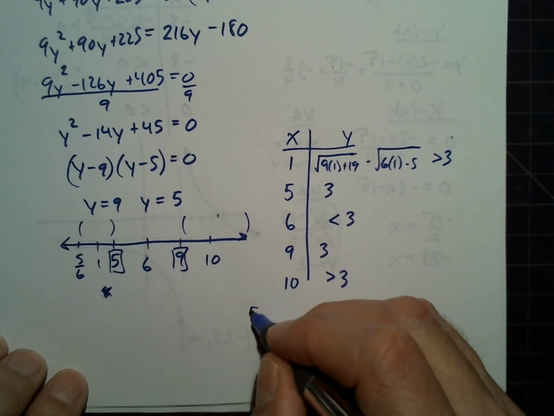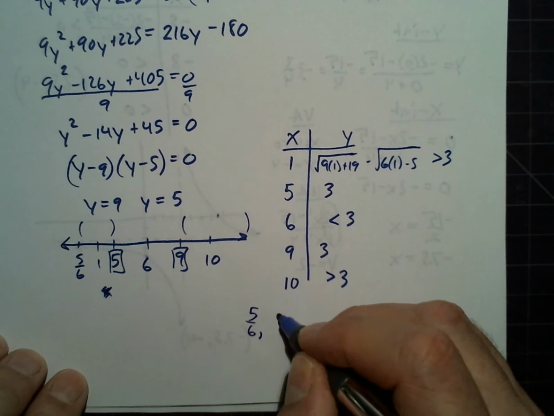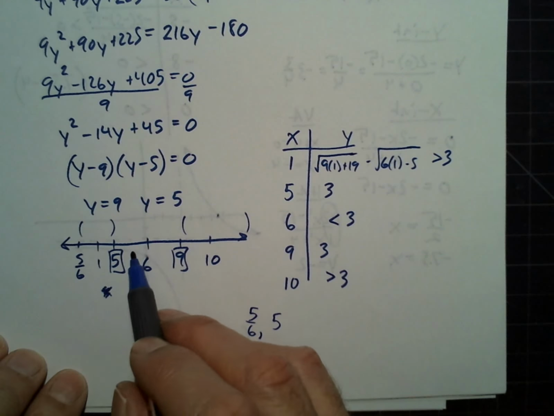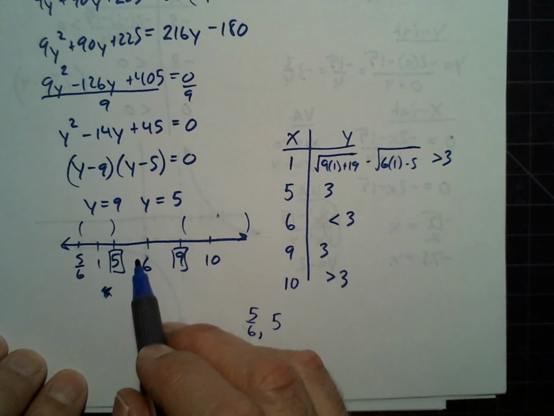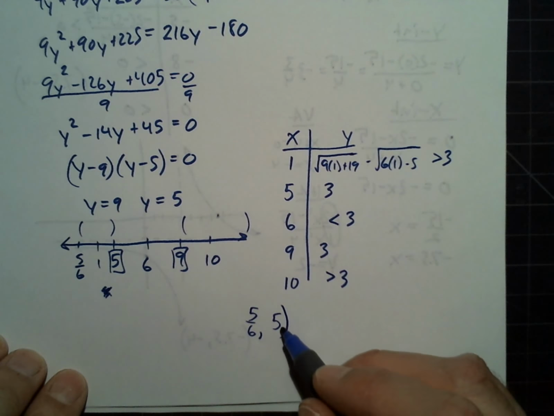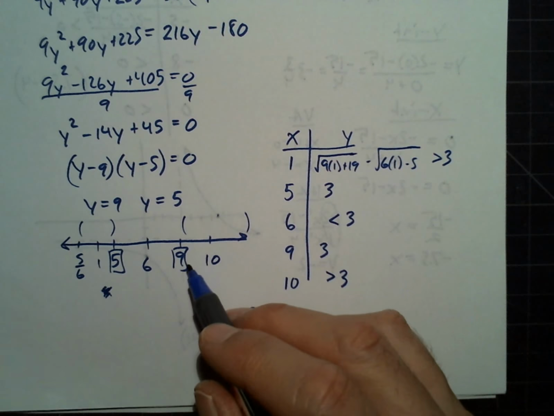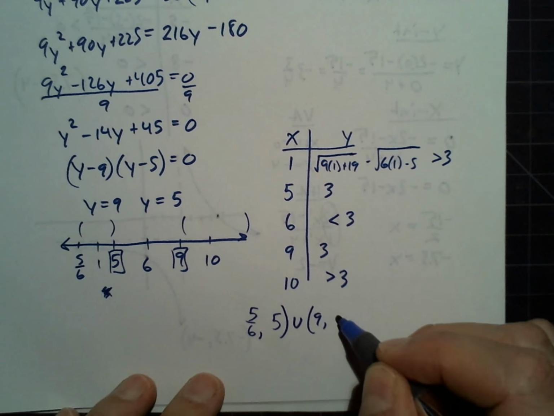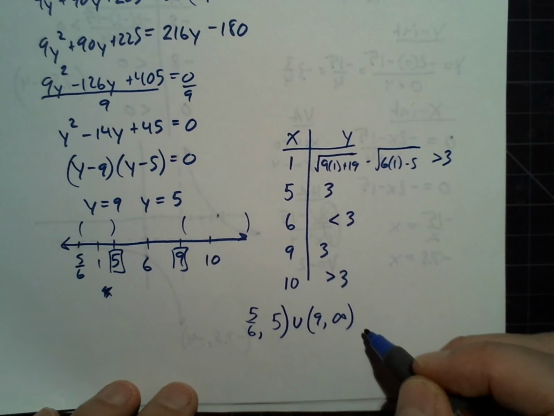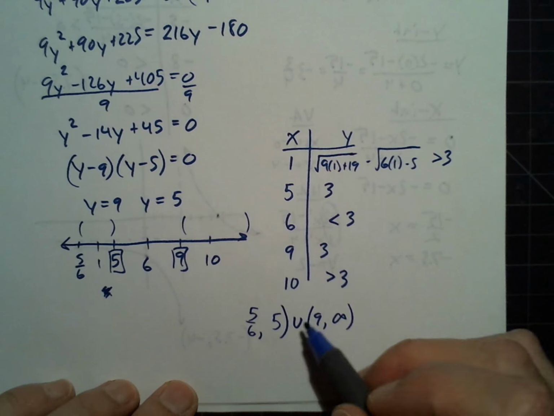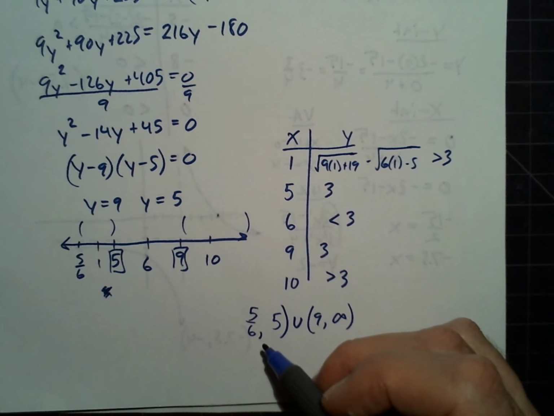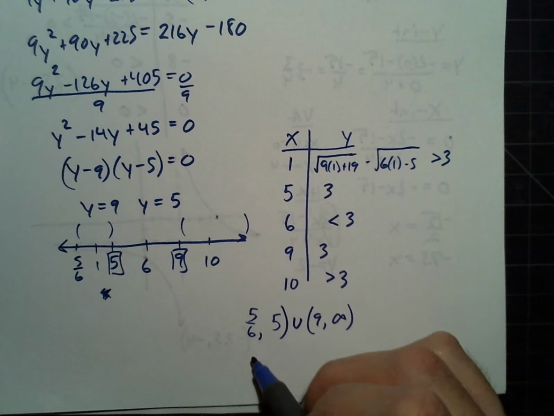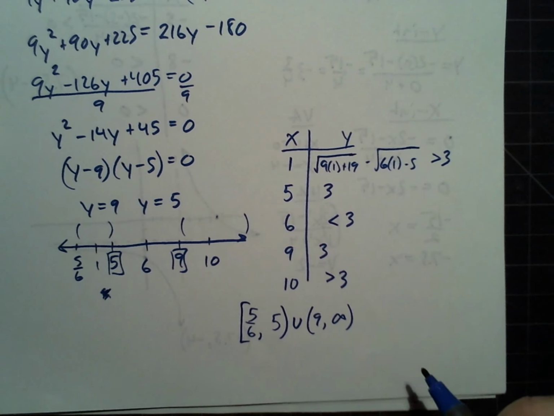That means we're going to have 5/6 up to 5. We're going to go from 5/6 up to 5. Now, we want it to be greater than 3, so we don't want to include 5. At 9 it equals 3, so we don't want to include 9. It's going to go to infinity. And should we include 5/6? At 5/6 it will still be greater than 3, and that's why we're going to do that.